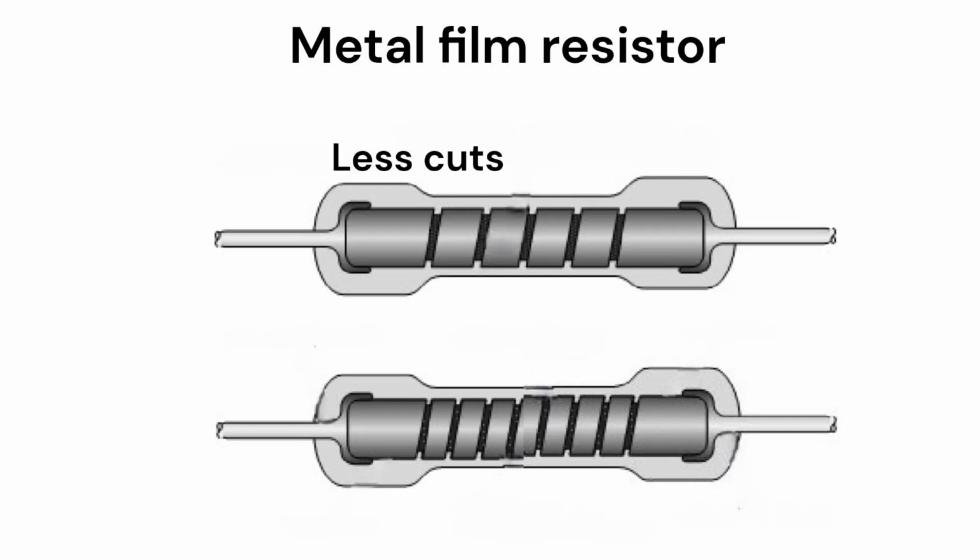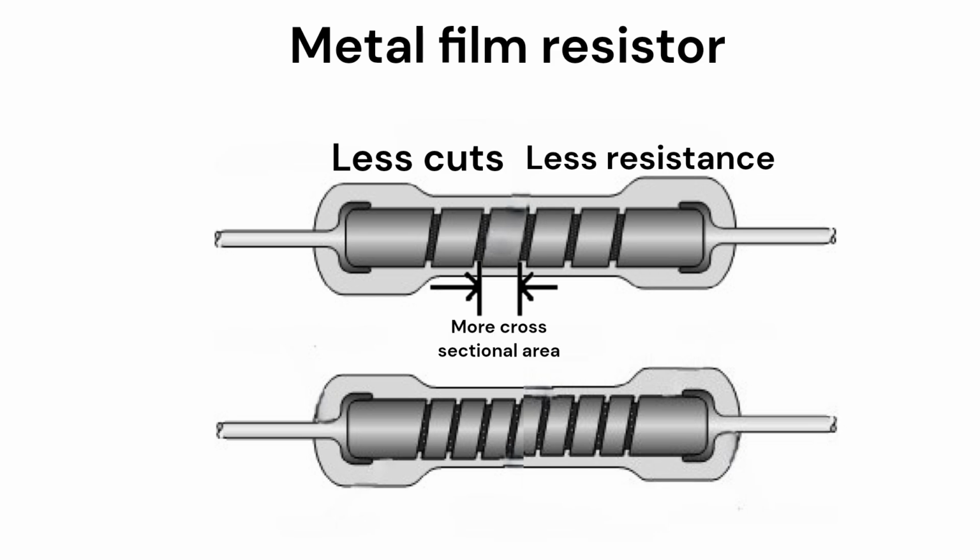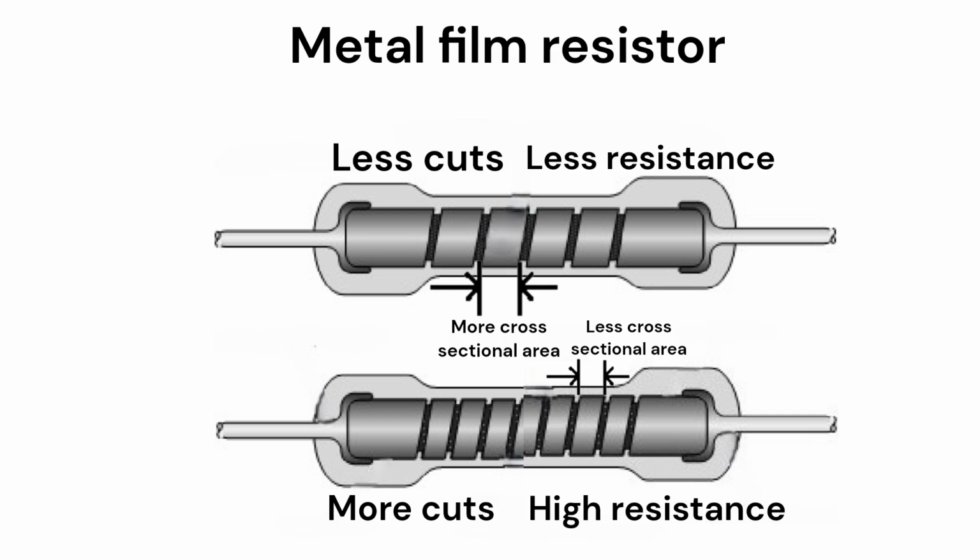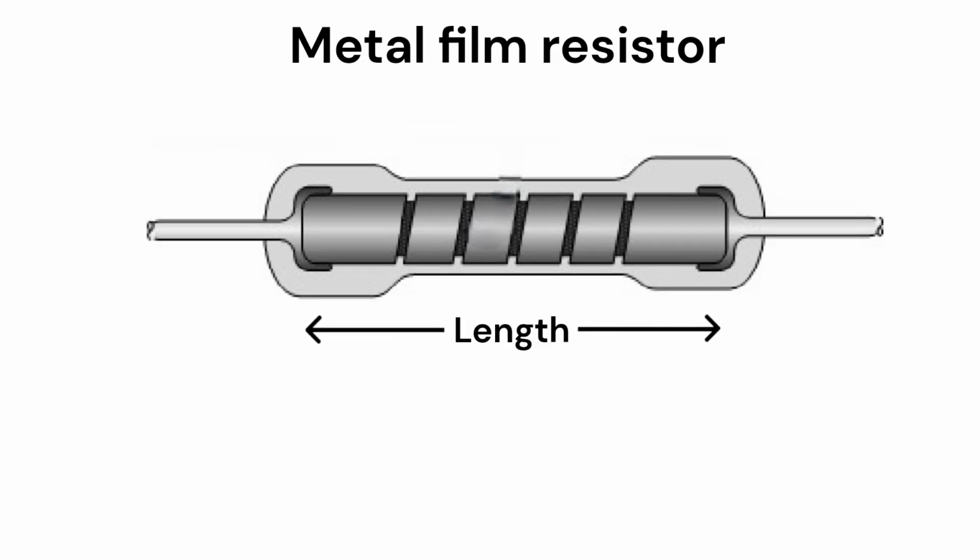Then, when fewer cuts are made in helical shape to the carbon metal, the cross-sectional area remains larger and resistance for the resistor decreases. Also, when more cuts are made in helical shape to the metal, the cross-sectional area decreases, then resistance for the resistor increases. This is how the resistor's resistance can be determined while producing them. Also, the length of metal and the thickness provided while coating it on ceramic also play a role in the resistance value of the resistor.